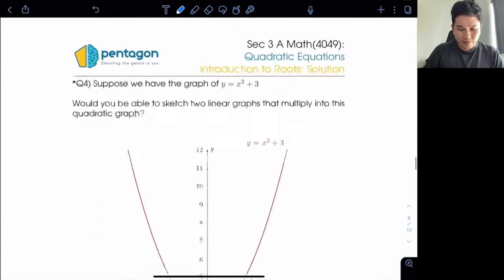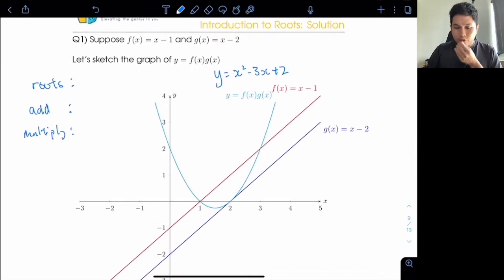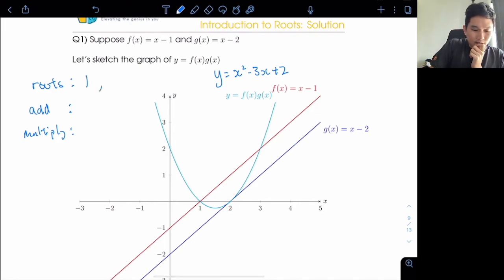So very quickly, let me just show you something. Let's go back to question 1. If you notice, our resulting quadratic graph has this equation, y equals x squared minus 3x plus 2. Now, I'm going to try and look for some pattern. I'm going to start with the roots. First, I'm going to write down the roots. The roots are x equals 1, x equals 2. 1 and 2. And what if I add the roots together? I'm going to get 3.